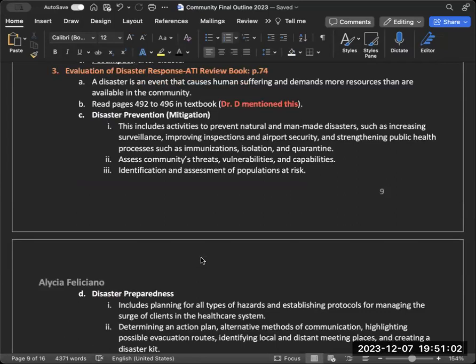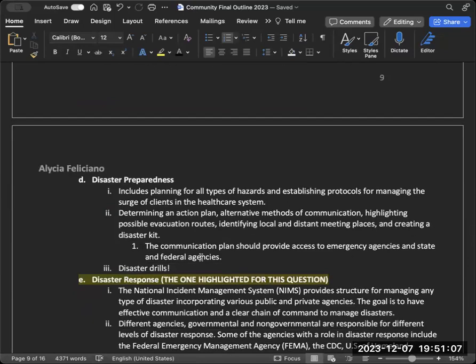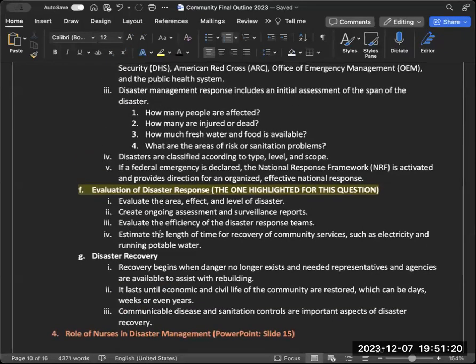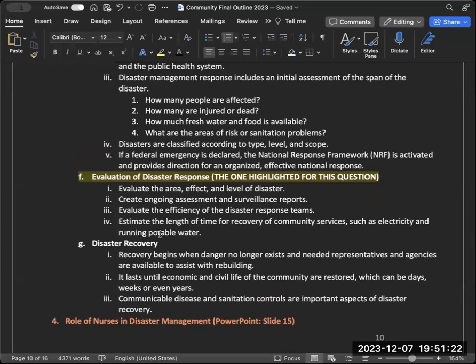But I put the stages of the disaster, like how it works, like prevention, preparedness, for the purposes of reviewing it for myself to understand. But she wants us to know this section, which is the evaluation of a disaster response, which is from our ATI. So the first thing that we need to do is evaluate the area, effect, and level of disaster. What happened? The second thing is create an ongoing assessment and surveillance reports. Surveillance means looking out to see what's going on, and creating documentation on it.